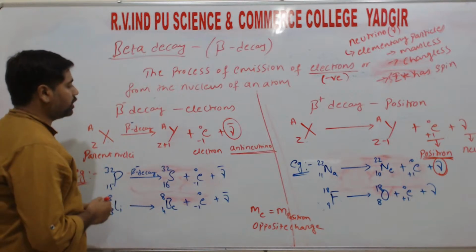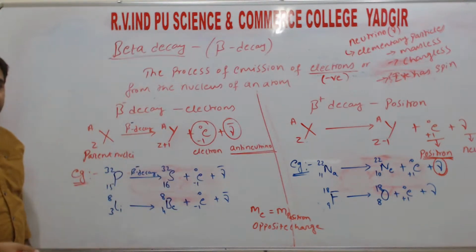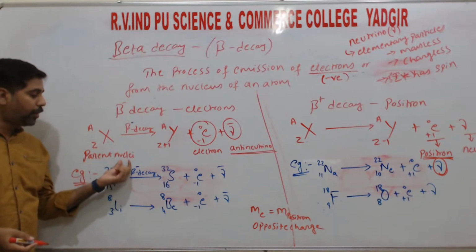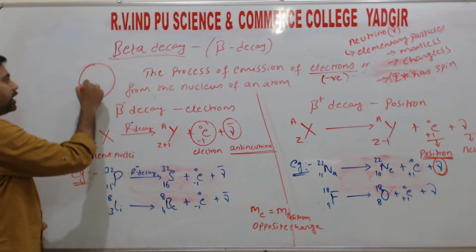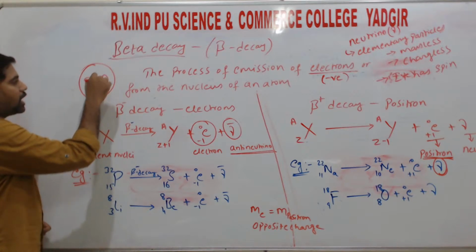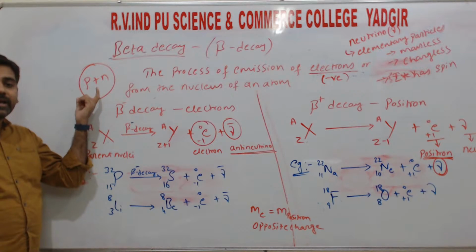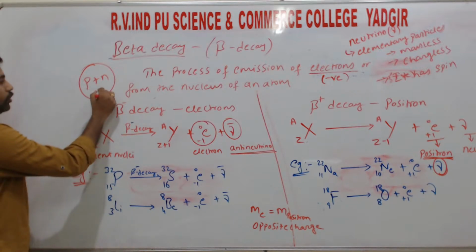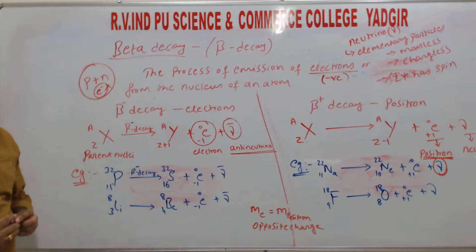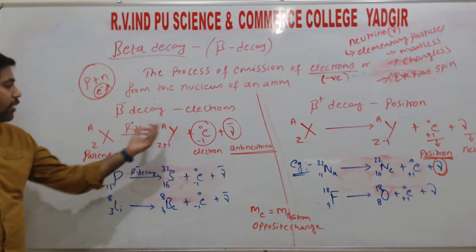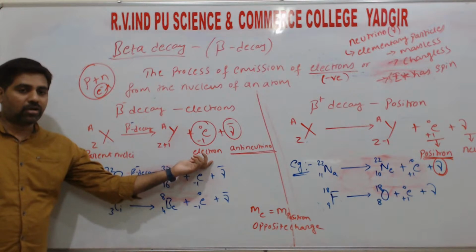Next, if you observe here, in beta decay the emission of an electron takes place. As already said, this one is the parent nucleus. As we already know, the nucleus consists only of protons and neutrons. It does not contain any electrons inside the nucleus. There are no electrons inside the nucleus. Then how does it emit the electron? How does this nucleus emit the electron?